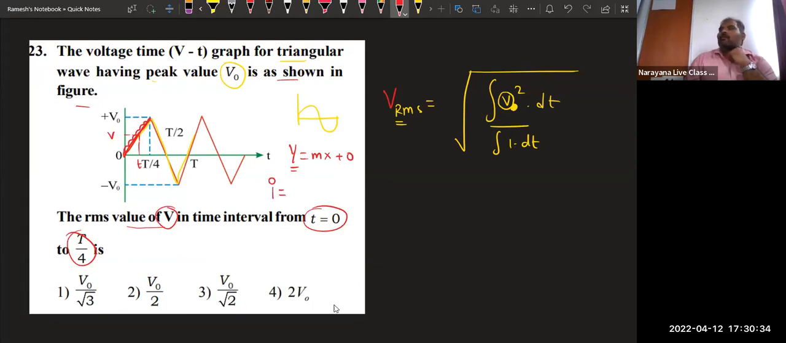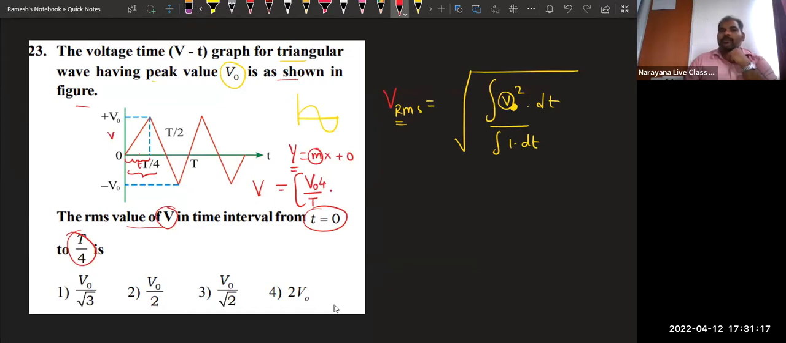Who will tell the slope formula? Please respond. If you tell, I will write the slope formula. Slope means y coordinate by x coordinate only, na? Everyone knows or don't know? Slope. What is the x coordinate? Very good. Sorry, one mistake I have done. Y axis is voltage, na? So take voltage. What is the slope? Y coordinate is V naught. So V naught only, na? V naught by x coordinate, how much? Very good. Capital T by 4.